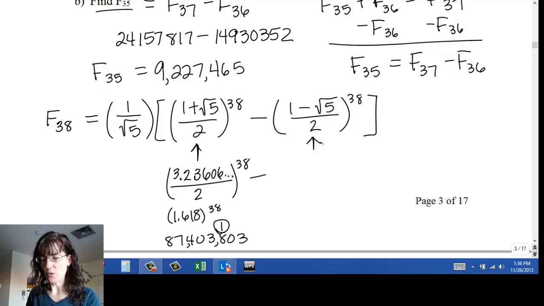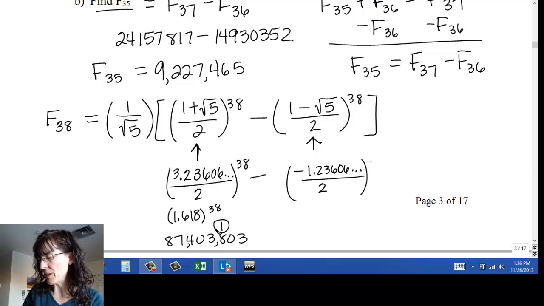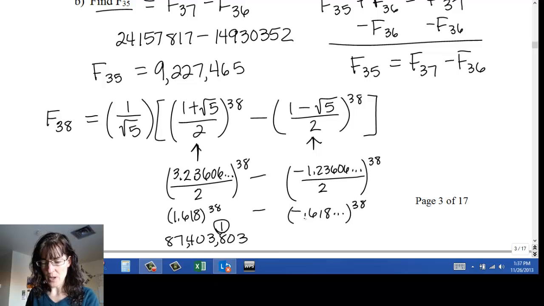So I type in 5 first, do the square root of it, and I still get 2.236 and so on. And then I'm going to change the sign on that to negative and then add a 1 to it. And at this point I have negative 1.23606 on and on divided by 2. Quantity will be raised to the 38th power. And then my next step is to divide by 2. And it is a negative 0.618 and on, but I have to raise it to the 38th power.